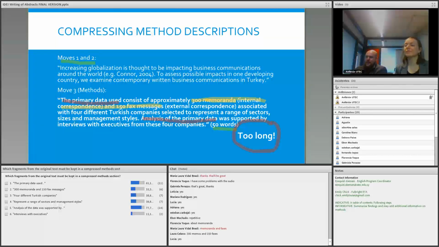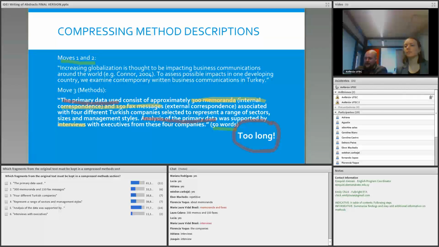It was not just reading memoranda or fax messages. What else did they use to gather data on how business communication works in Turkey? Exactly, Maria Laura, the interviews. Adriana, thank you very much. Joaquin also. The interviews with executives are also part of the data.